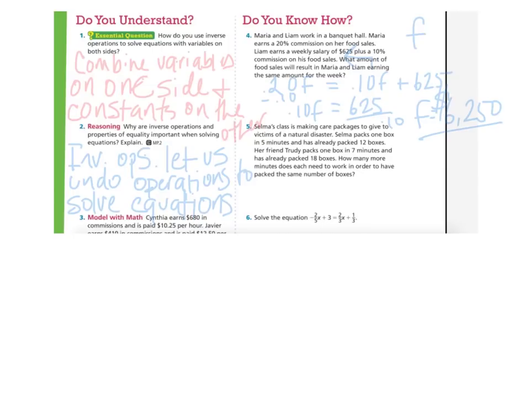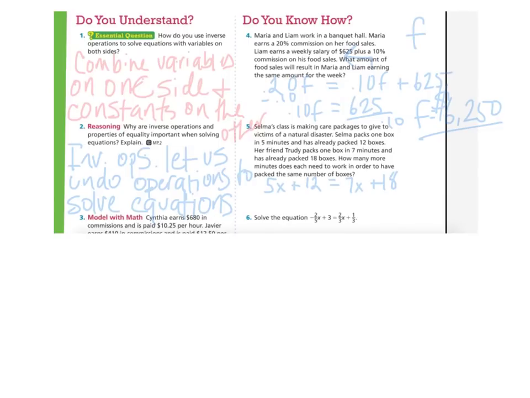Okay, so Selma packs 1 box in 5 minutes, and she's already packed 12. So we could say, hey, 5x plus 12, right? There's her expression. Trudy's looks very similar, right? Hers is 7x plus 18. Again, x is minutes or time.